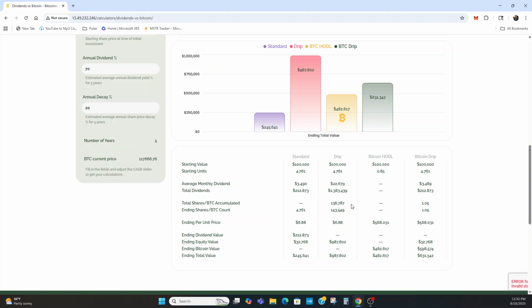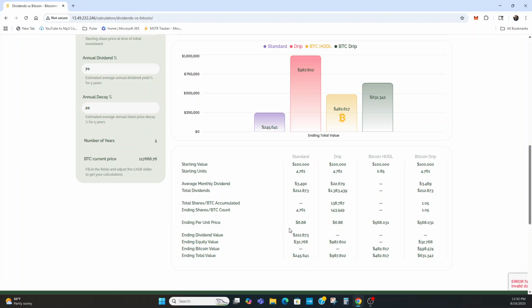Now, this is happening in part because the price of the MSTY is going down, right, because of the decay. Therefore, at the end, you're stacking quite a bit of additional MSTY. And then over in the Bitcoin HODL scenario, you'll see that you were able to accumulate just over 1 Bitcoin using the drip strategy of reinvesting your MSTY dividends into Bitcoin.